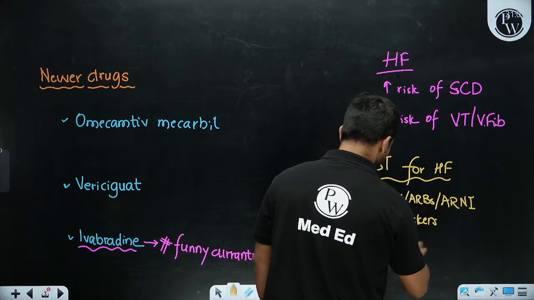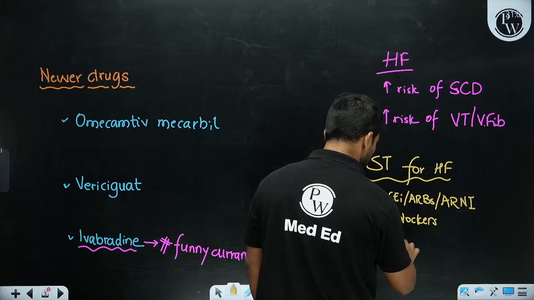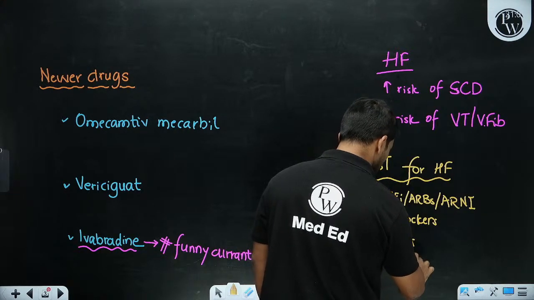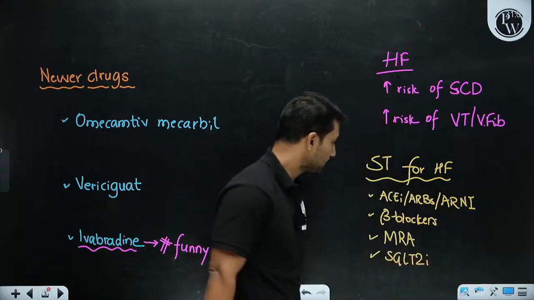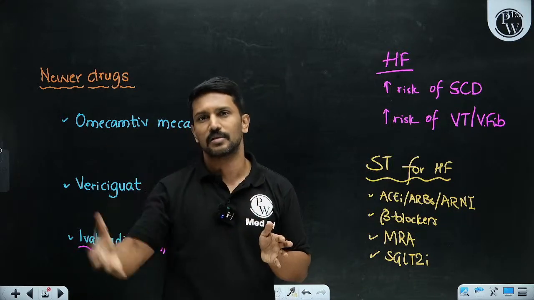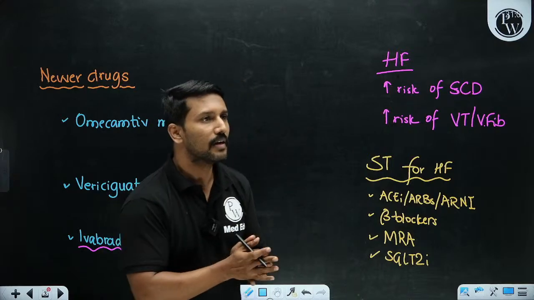Then we are using mineralocorticoid receptor antagonist like spironolactone, plus we are using SGLT2 inhibitor. This had been our standard treatment. So why are beta blockers helpful? Beta blockers reduce the heart rate. Increased heart rate is harmful for a patient with heart failure.